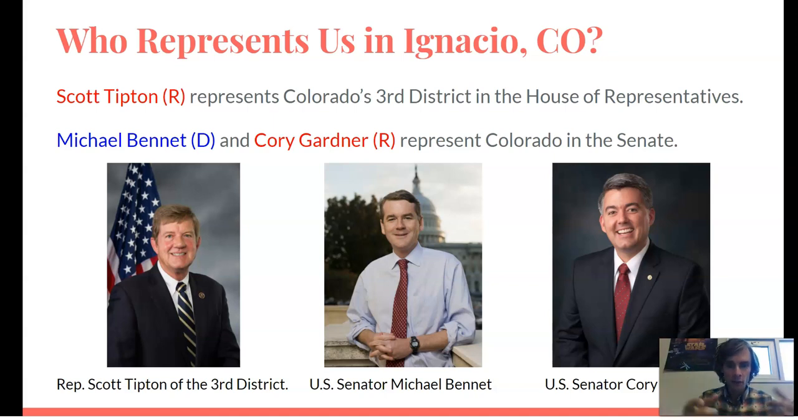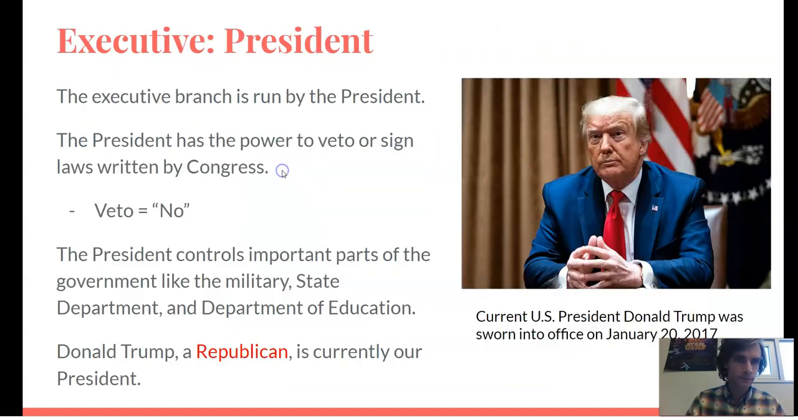In the middle, you have U.S. Senator Michael Bennett. He is a Democrat, and he represents the entire state of Colorado. He is not up for re-election this year, so he will still be our senator in 2021, regardless of what happens in the election. U.S. Senator Cory Gardner is up for re-election, and he is running against former Governor John Hickenlooper, who's a Democrat, so Cory Gardner may get re-elected, or Mr. Hickenlooper may be a new senator in 2021. Again, we will talk about these elections later this week.